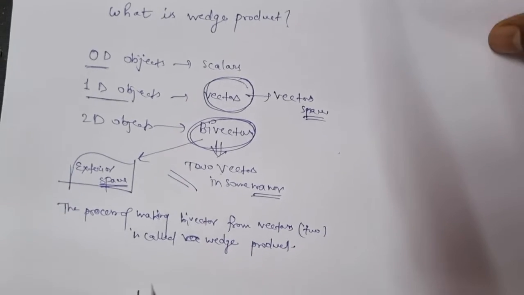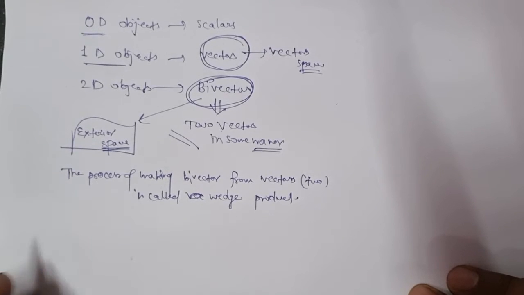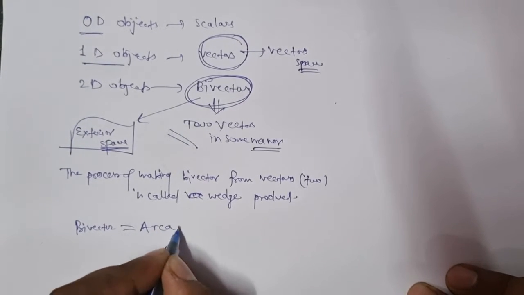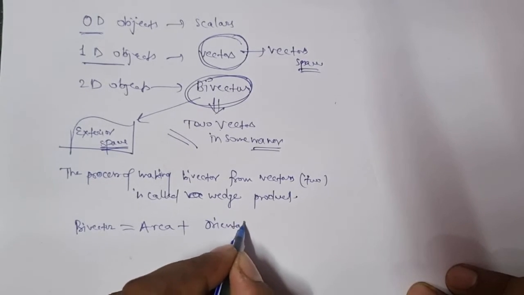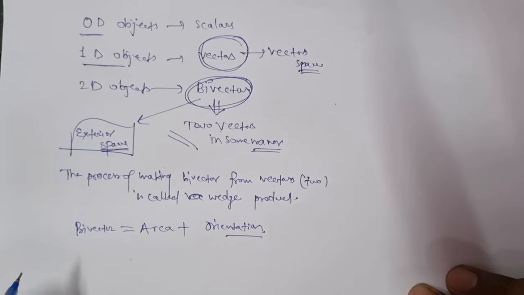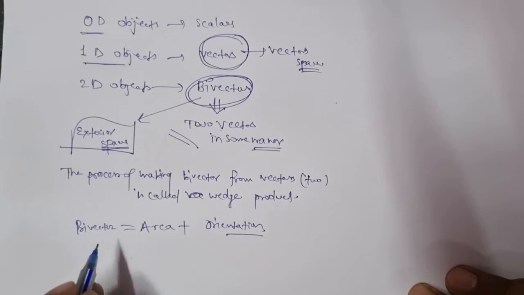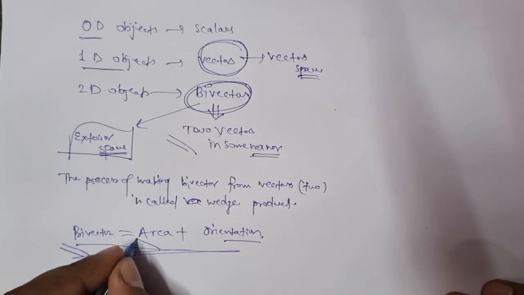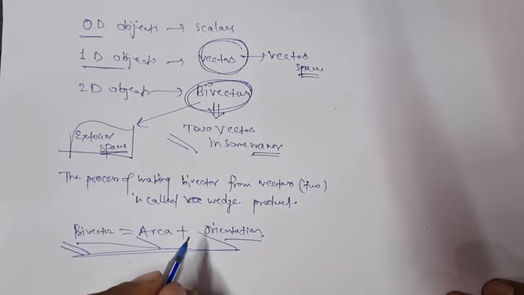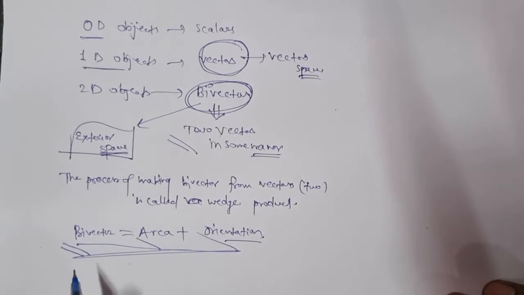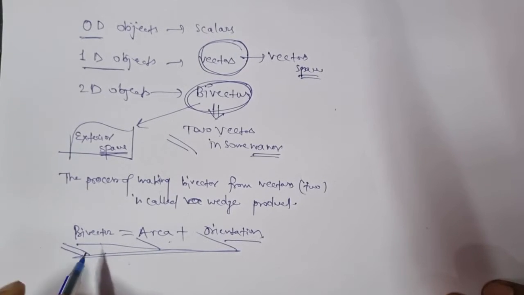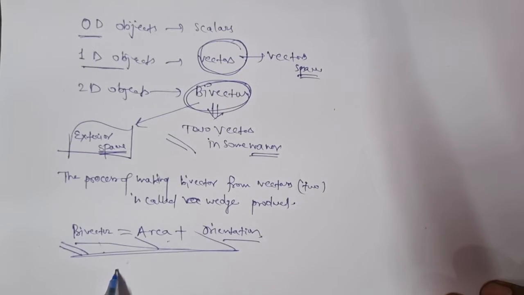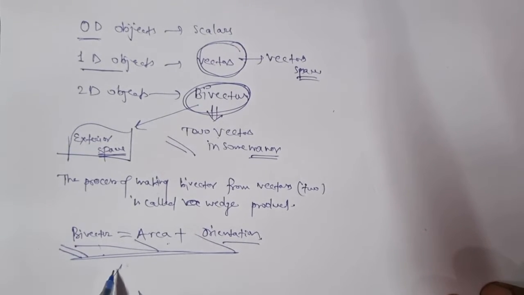So you know bivectors are area plus orientation. If we have a vector, then definitely we have its magnitude and its direction. If we have a bivector, we will look for two things. The first one is area, and the second one is orientation. So two things are important. The magnitude of a bivector will be its area, and its direction is its orientation. This can be a representation of a bivector.